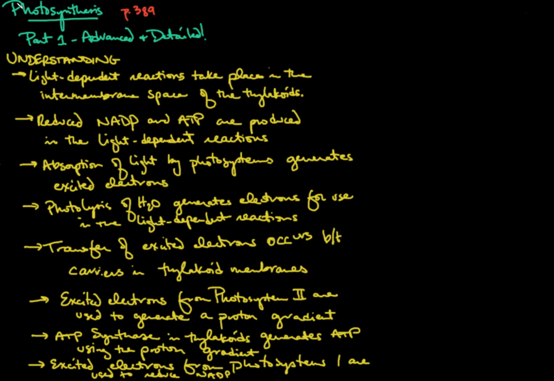So the first is light-dependent reactions take place in the inner membrane space of the thylakoid. So it's telling you the location of the light-dependent reaction. You're going to have to know the drawing of it, and that's really going to help with your understanding for the other things. Reduced NADP and ATP are produced in the light-dependent reactions.